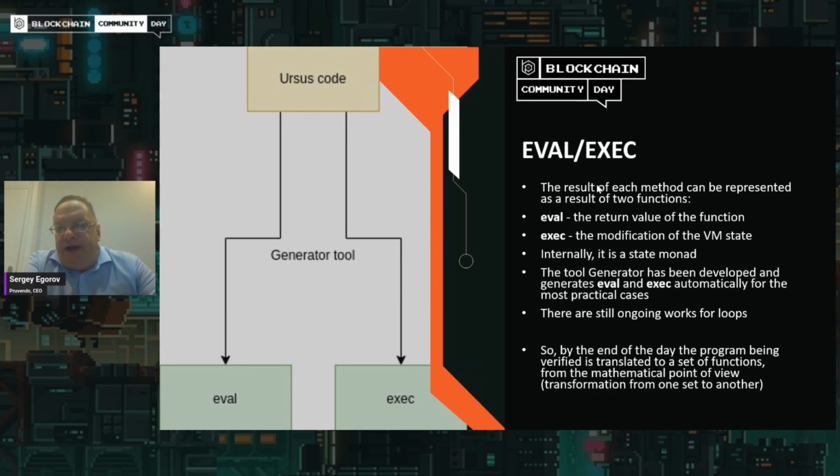Basically, it's a state monad, if you know what it means, but I'm not going to go deeply into that area. By today, the process of conversion from pseudo-imperative Ursus code into this set of formulas is almost automated. There are still some problems with some kinds of loops. And I hope that during the upcoming couple of months we'll be able to deal with loops as well. So our process will become fully automated.